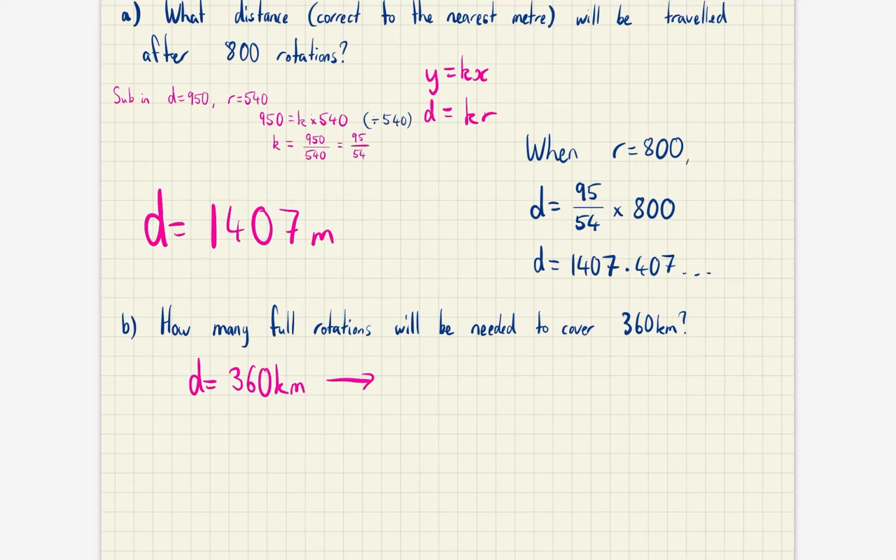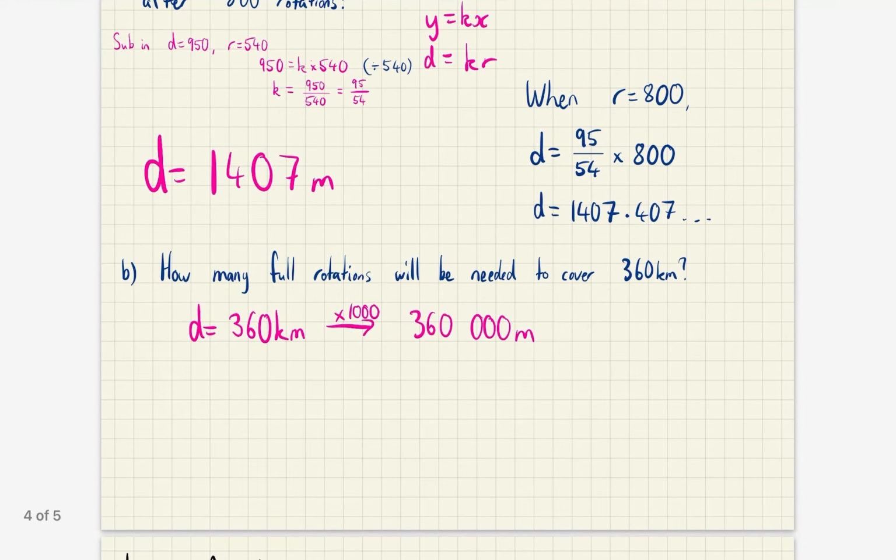Now there are 1,000 meters per kilometer, so I just need to multiply my distance in kilometers by 1,000. So if I do that, I'm going to get 360,000 meters. Now that I have that, I'll be able to put it into the equation and solve. So remember the equation was distance is equal to KR, which we created up here.